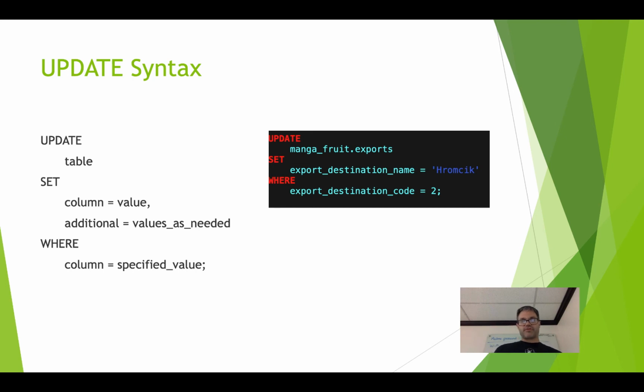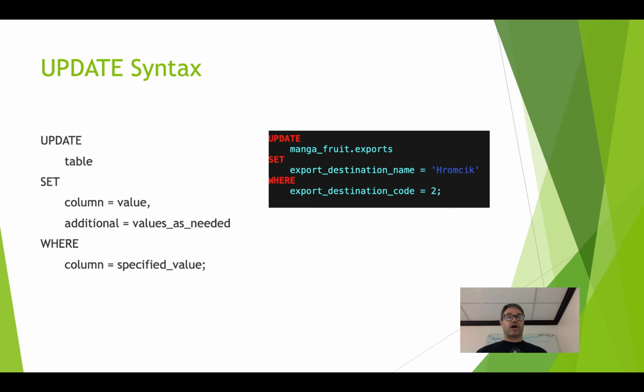So I'm going to update mangafruit.exports, again using the dot notation to talk explicitly to the exports table inside the mangafruit database. I'm going to set the export destination name to romchick when export destination code is 2. So that'll affect exactly one value, because the export destination code is the primary key for the exports table. I'm going to update the name column of that, export destination name, to be romchick inside the exports table. So that's what I'm doing.